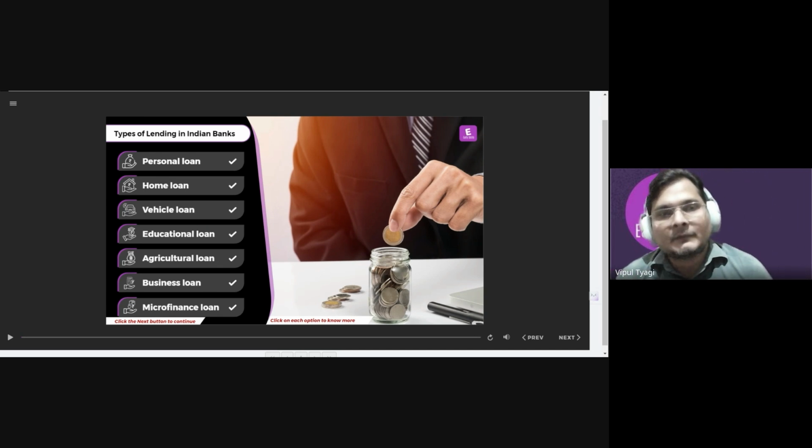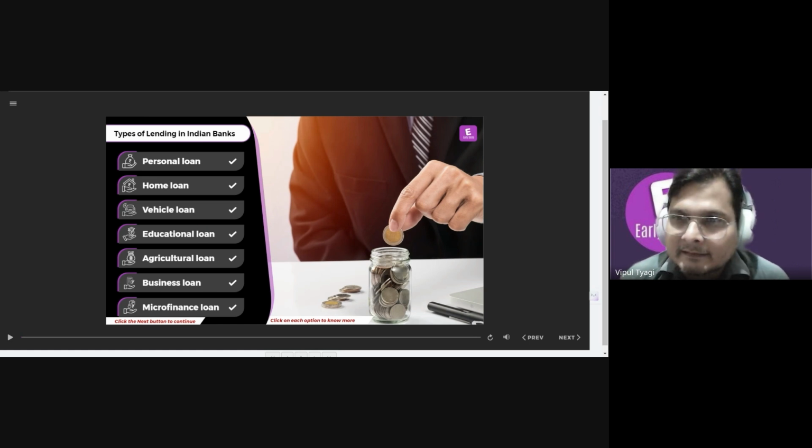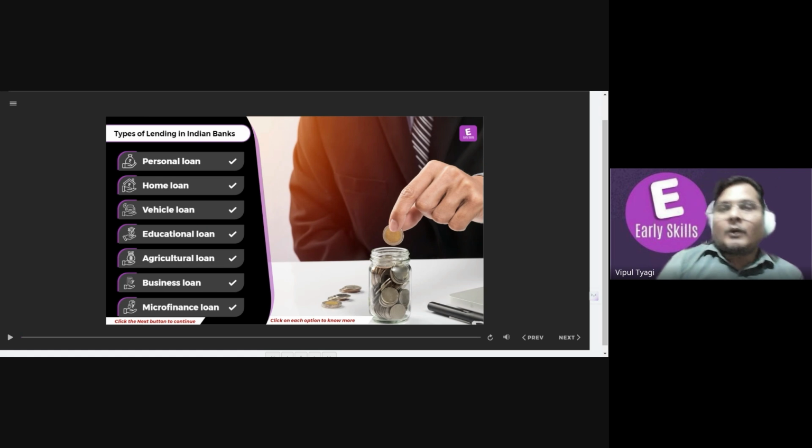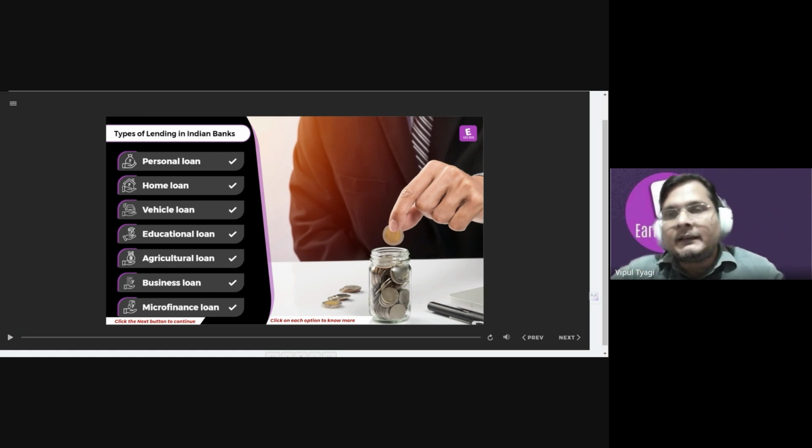loans. Okay, so for construction of a new house, for renovating the existing house, for purchasing a newly built house, for purchasing a second-hand house, for whatever you want to do with your house, for purchasing a flat, anything, you can take this home loan. With the name itself, it is very much clear. It is a long-term loan. A personal loan is a short-term loan, from 5 to 7 years. You can take the personal loan, but a home loan is for the long term.